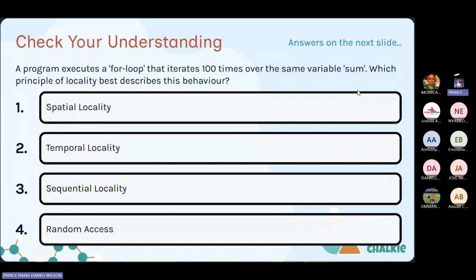Okay, since no one is willing to raise their hands, let me call at random. Mr. Ebenezer Nyakun, yes, go ahead. I'm trying. Feel free. I think it's temporal locality. Okay, Mr. Ebenezer Nyakun says he believes it's temporal locality.